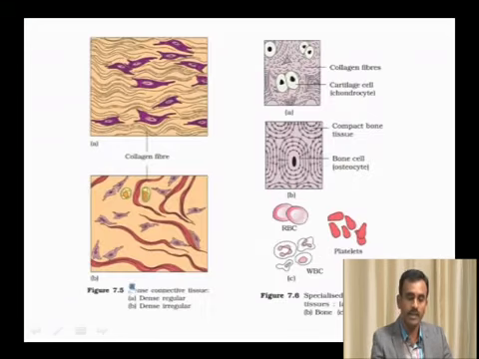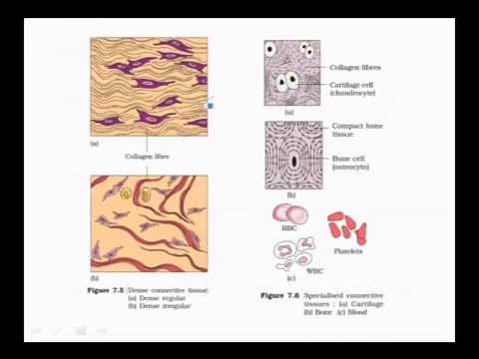The second one is dense connective tissue. In dense connective tissue, the cells and the fibers, especially the fibers, are compactly arranged. If the fibers are arranged in an orderly manner, it is called dense regular connective tissue. If the fibers and cells are randomly arranged inside the matrix, this is the matrix and these are the collagenous fibers, if they are randomly arranged, it is called dense irregular.